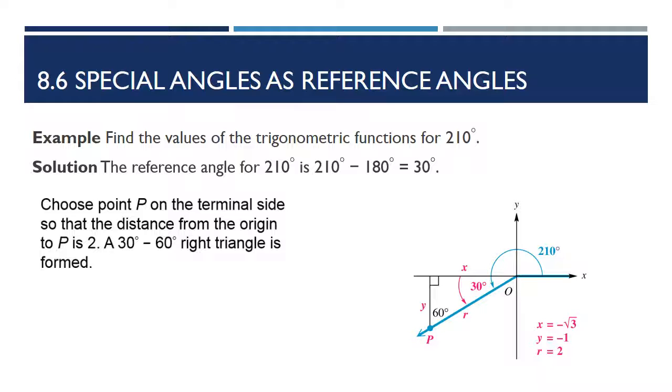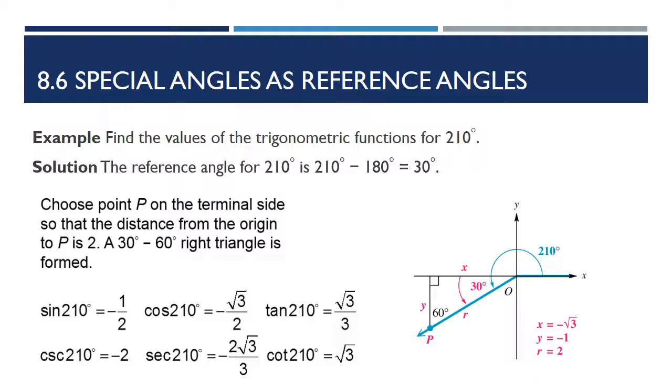Now notice your x value and your y value will be negative. We're in quadrant 3, so everything but tangent and cotangent are going to be negative here. And here you see the values of the 6 trig functions for 210 degrees.